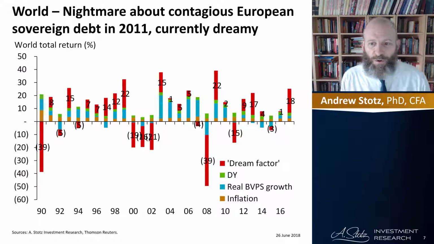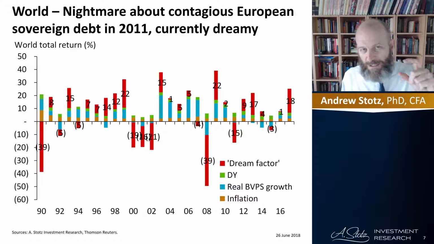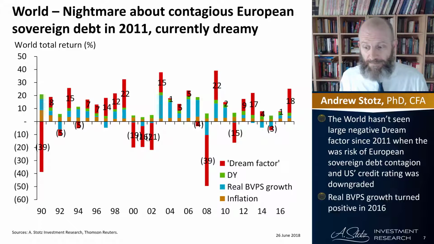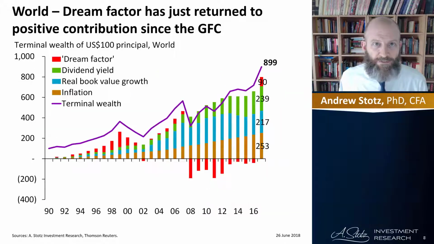So let's look at the world, and what we can see is that the number on this chart is the total return of the world equity market. So in 2017, the world equity markets were up a whopping 18%. Now the red bar is the dream factor. That's the re-rating, de-rating component. The world hasn't seen a large negative dream factor since about 2011. Real book value growth turned positive in 2016. So now what we can see is the dream factor was high in 2017.